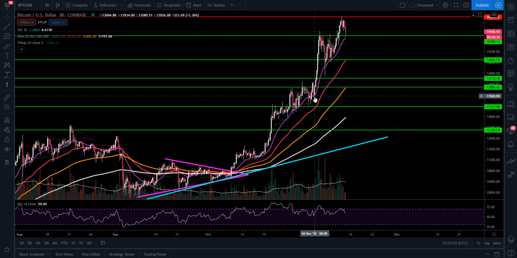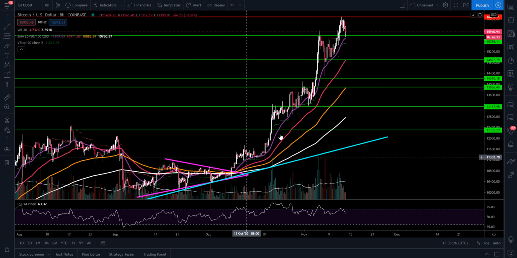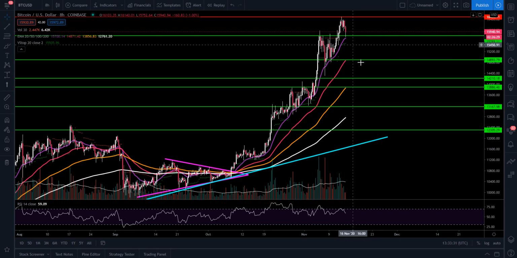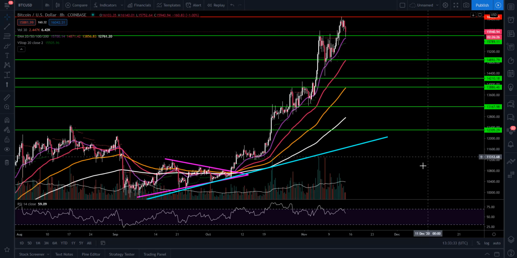for the 8 hour, we've stayed up above this 20 EMA most of the time as well out of this symmetrical triangle. So let's keep an eye on that. And we actually backtested that recently today. You can see how important that is, and that support area we'll continue to talk about, 15,789.